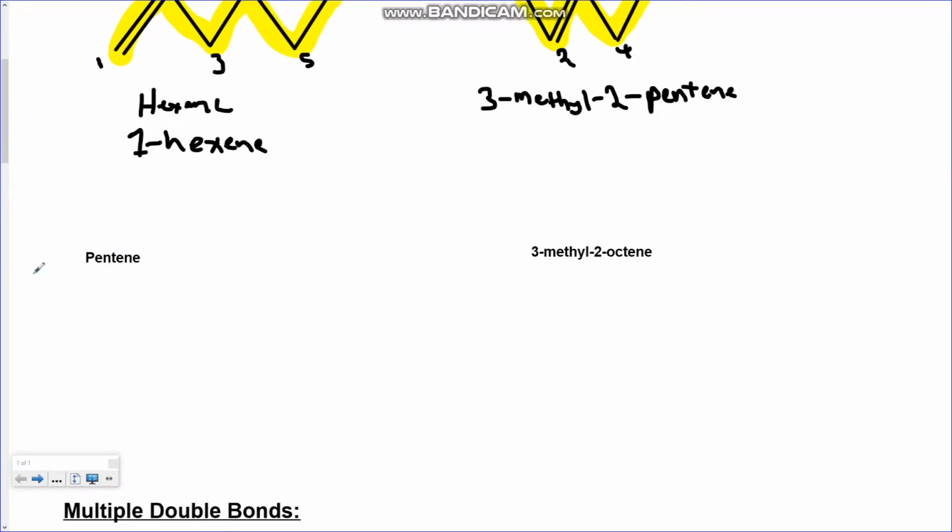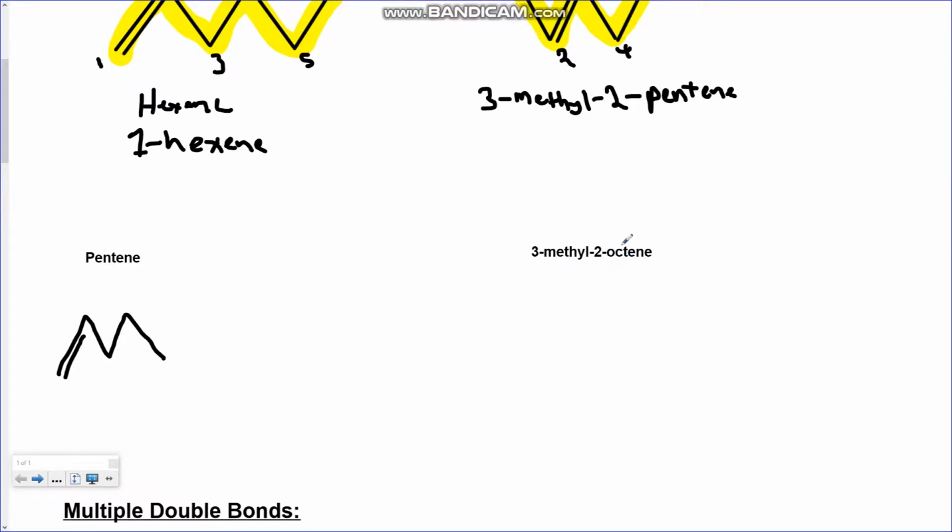So now we're going to be given the names. So we have pentene here, and we have 3-methyl-2-octene, and we must draw them. Now drawing is pretty simple. So we know that there's pentene, so there's 5 carbons. So 1, 2, 3, 4, and 5. There's 5 carbons. Now the pentene is going to be on the 1st carbon since there is no other number specified. So it'll just be plop, and there we go. 1, 2, 3, 4, and 5, and we have a double bond on the first one. So this is good to go.